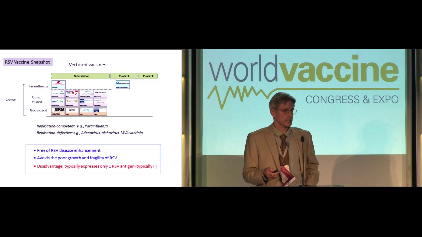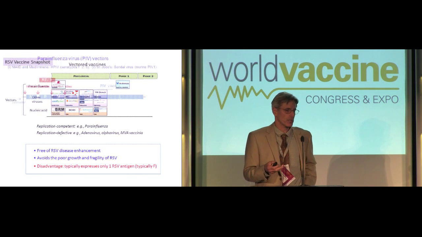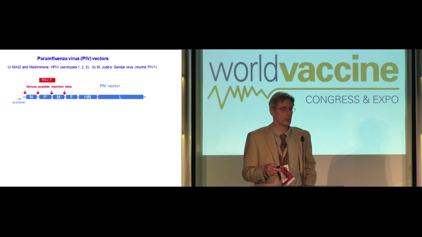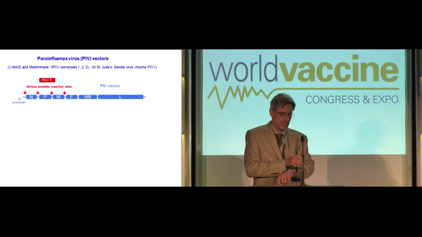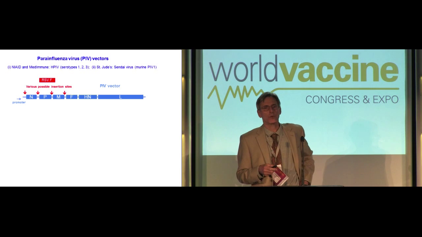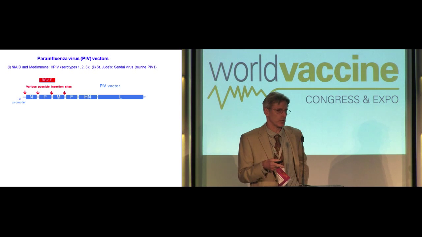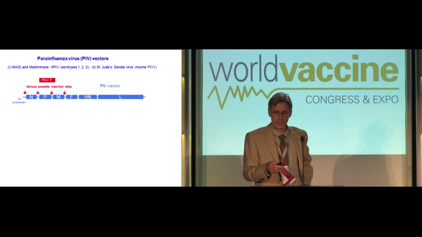So the Paraflu vectors are the most advanced. Both our laboratory and MedImmune are working with the Paraflu serotypes 1, 2, and 3, and St. Jude's is working with Sendai virus. And so these are complete replication-competent viruses, and they have the F gene added as an extra gene, and it can be placed in several places depending on level of expression that's desired.